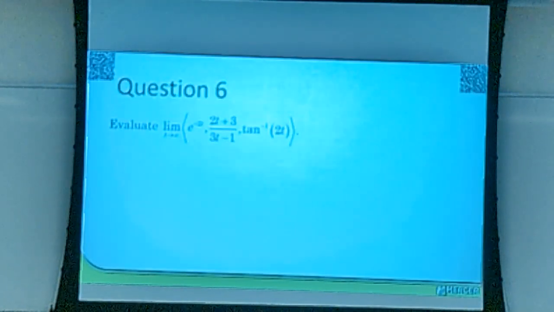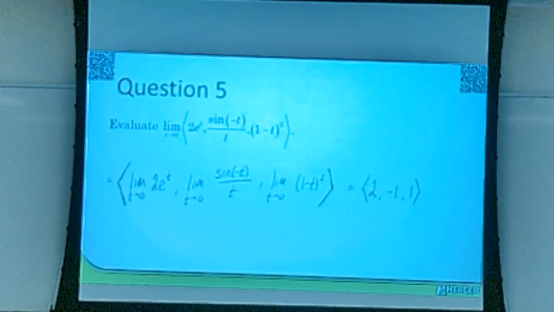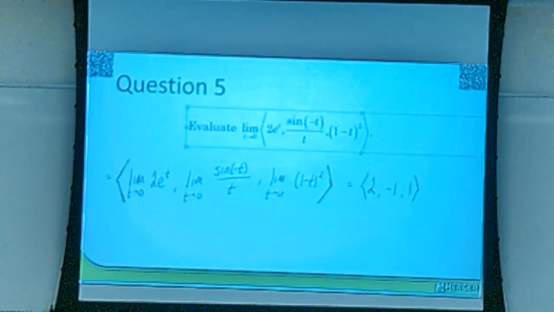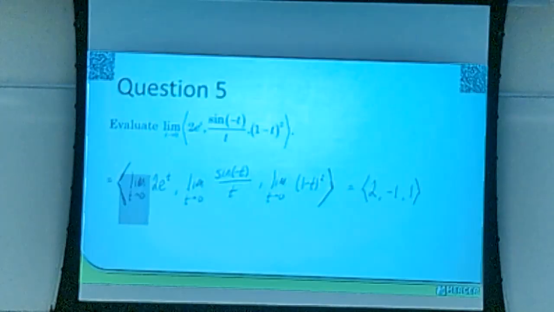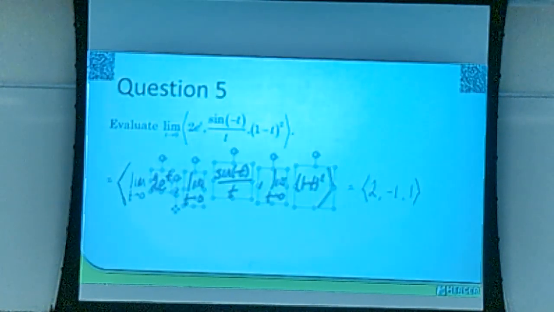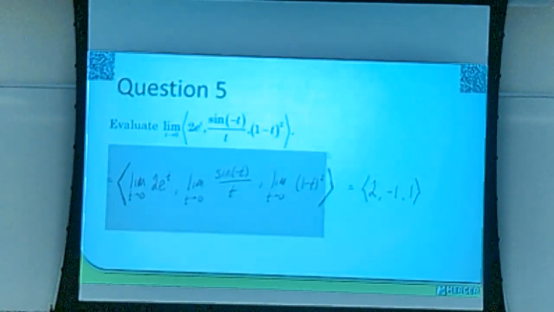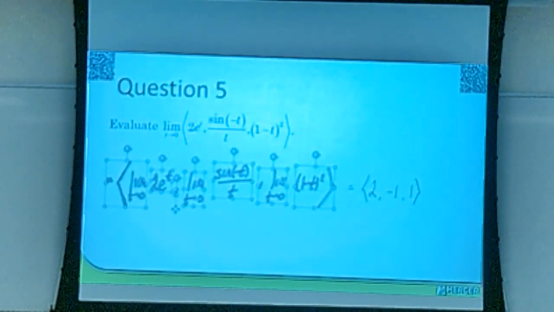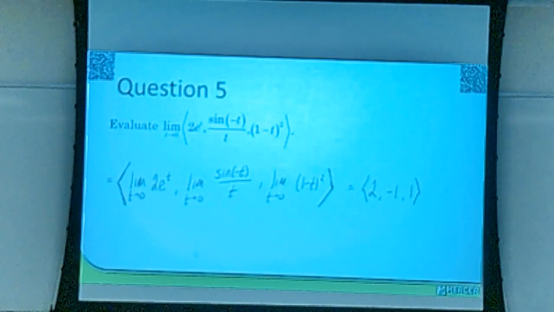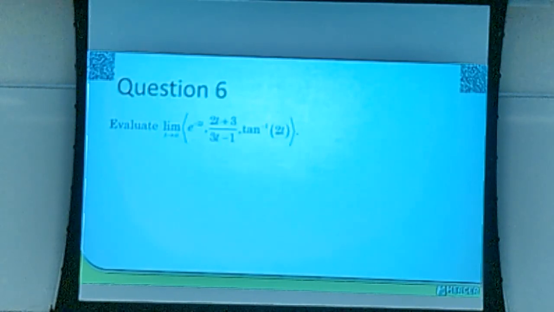I won't write this step out this time. I'll just go right to evaluating the limits. But notice this is now a limit at infinity.